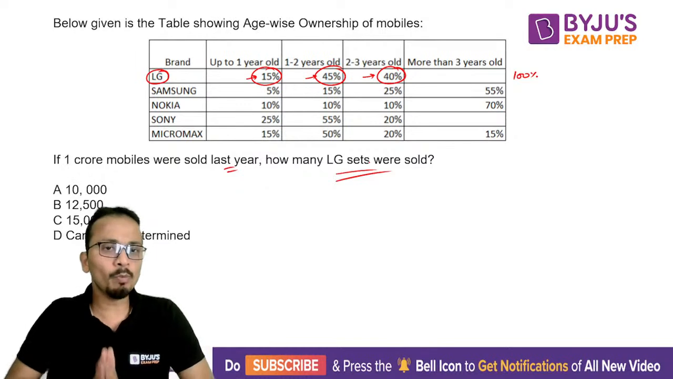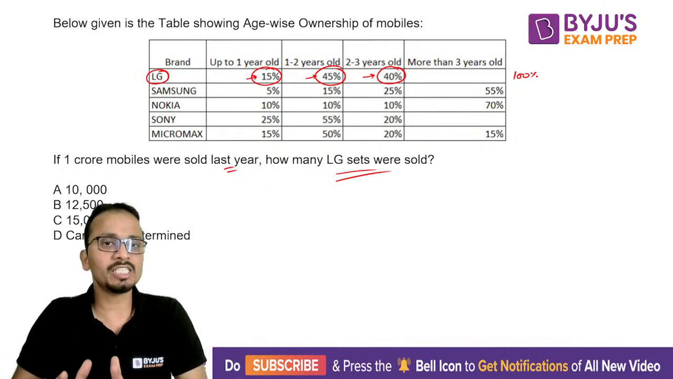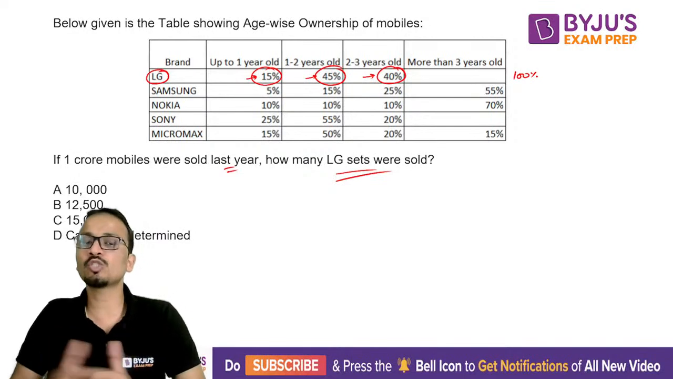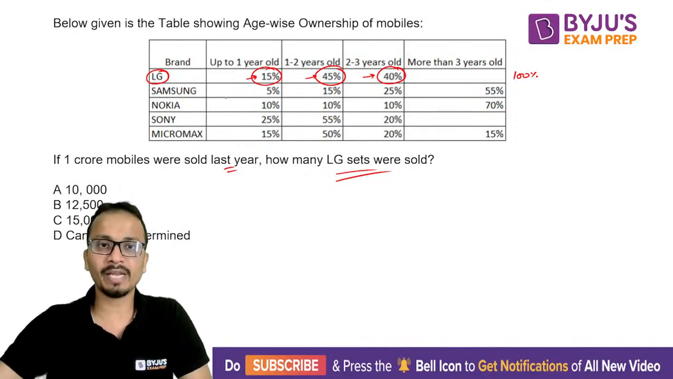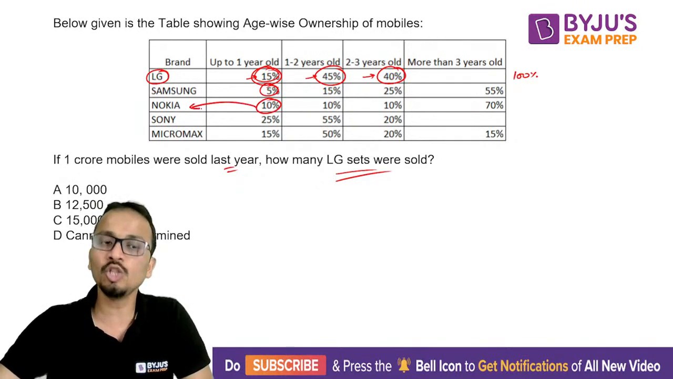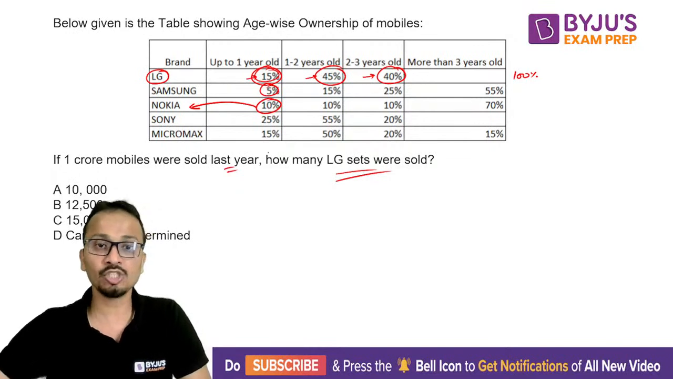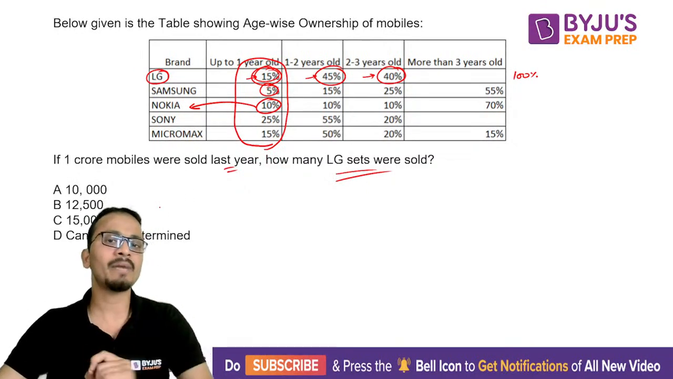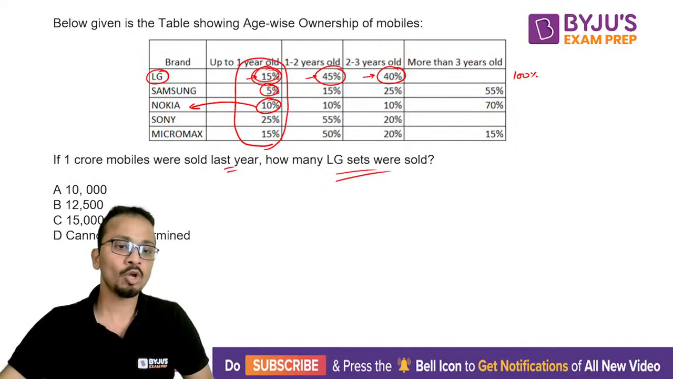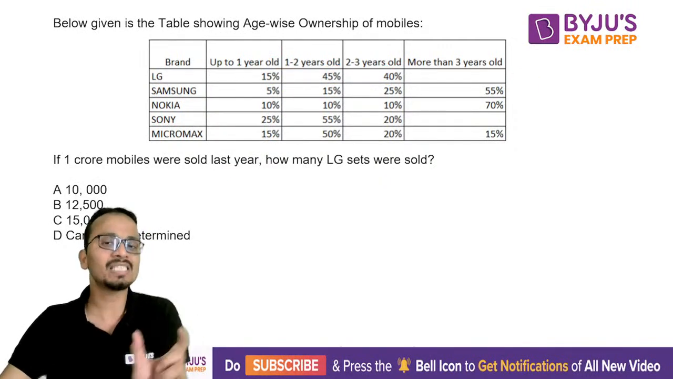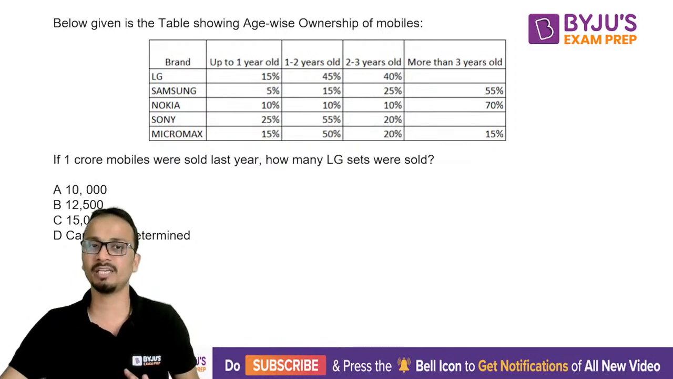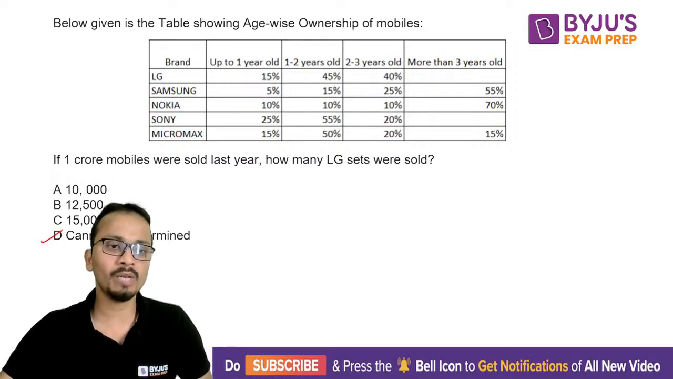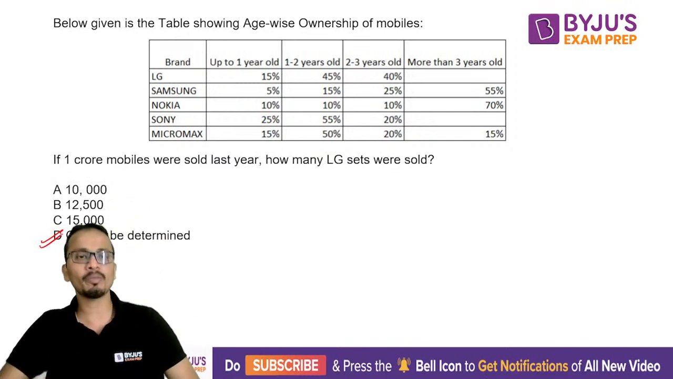Now, friends, there is no breakup as far as percentage is concerned among the phones which were sold last year. So this breakup 15% or 5% or 10%, this is the percentage of total Nokia phones that were sold. It is not the percentage of total mobile phones which were sold in last year. All right, so in this case we cannot determine the answer because the percentage breakup of the mobile phones which were sold in the last year is not given in this table. So answer here will be option D, that is cannot be determined.